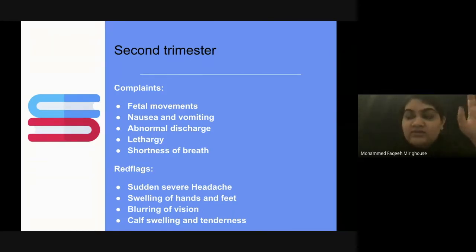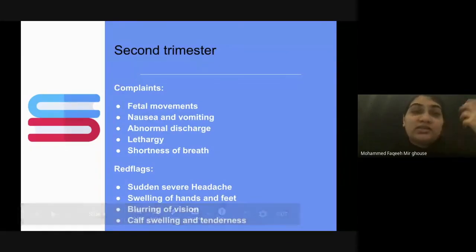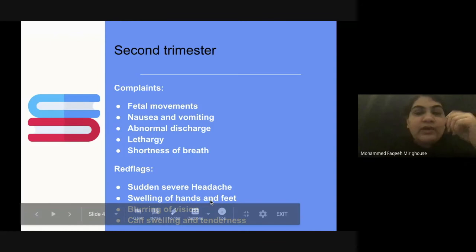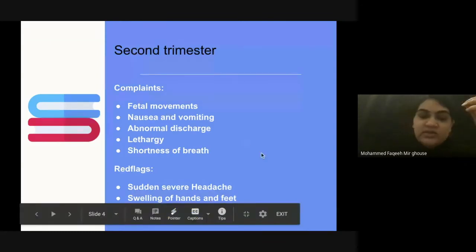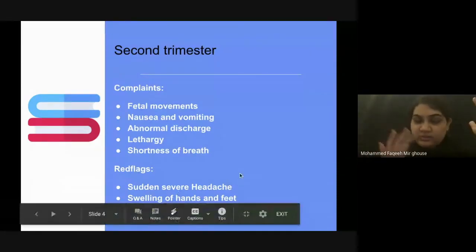Why? Because as the uterus starts expanding, patients will feel short of breath, and they will notice that this happens more during the time that they are taking rest, and they might be very worried, they might be very concerned, and they might come to you. Okay, a second trimester is also the trimester where patient can present with preeclampsia. So that's why here sudden severe headache comes into the picture.